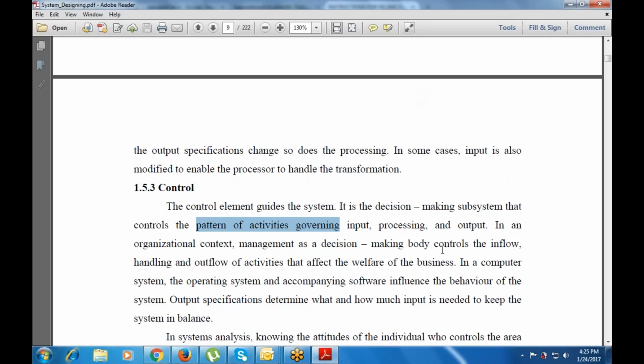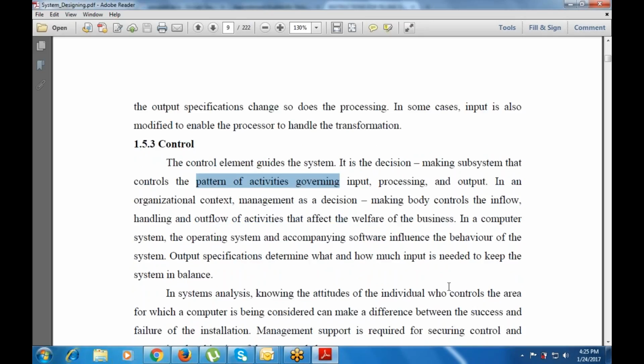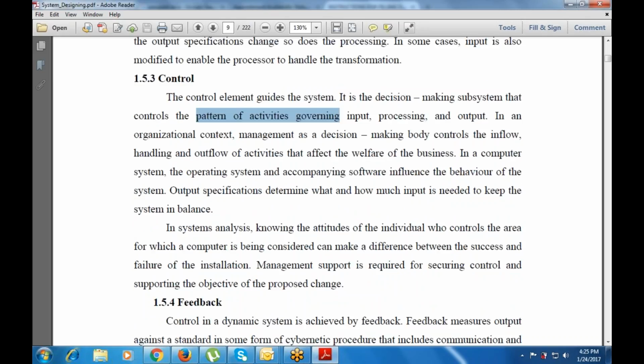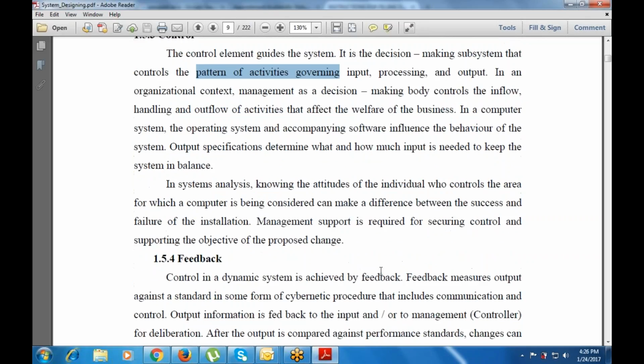So the output specification determines what and how much input is required to keep the system in balance. And in system analysis, knowing the attitude of the individuals who control the area for which a computer is being considered can make the difference between the success and failure of the installation. Management support is also required for securing control and supporting the objective of the proposed system. What is the proposed system? How to control it, how to manage it, and what is the main objective of the proposed system?